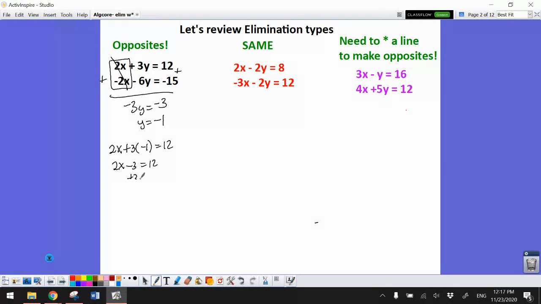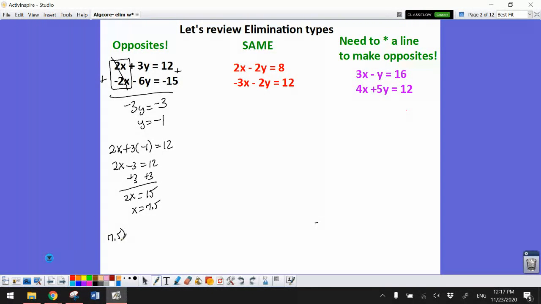If I add 3, I get 2x equals 15. And x is going to equal 7.5. And you can get decimals. There's nothing wrong with decimals. We normally don't end up with too many decimals as we're working on word problems unless we're talking about money, but it can happen.